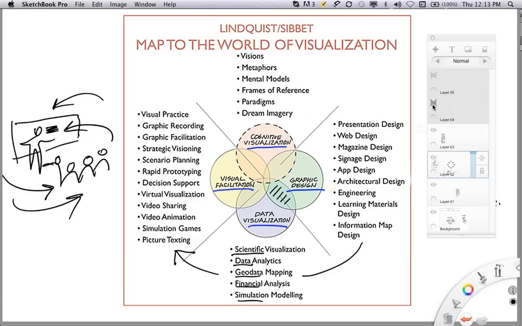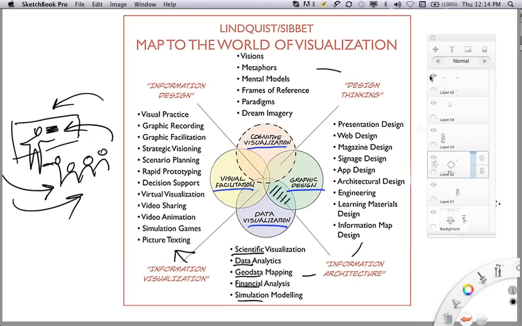Cognitive visualization are the visions, the metaphors, the mental models, frames of reference, at a very deep level, the paradigms or the viewing frames that we use in our whole life, dream imagery. These are all things that happen in the privacy of our own consciousness, but they end up being a tremendously integral part of these other areas.